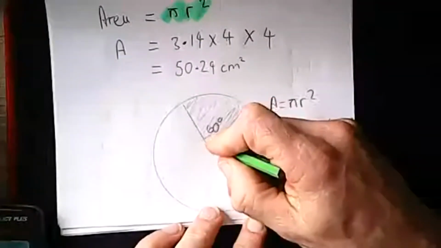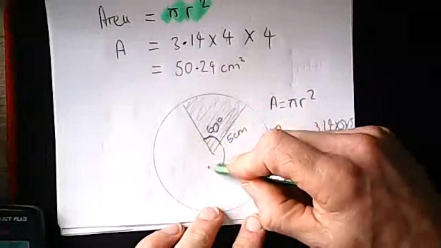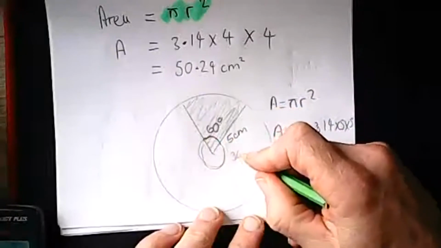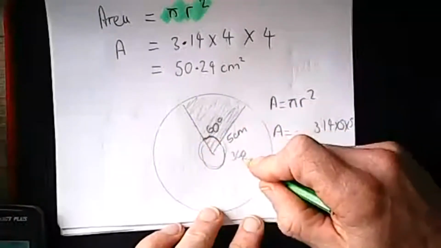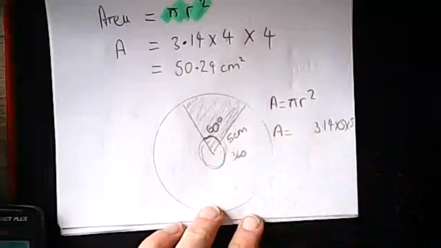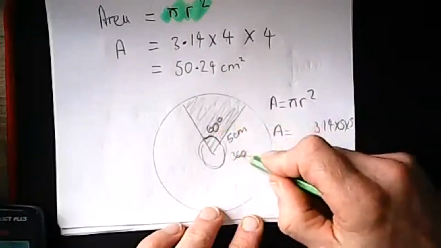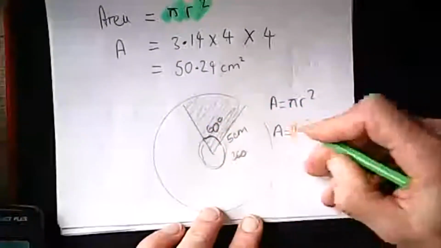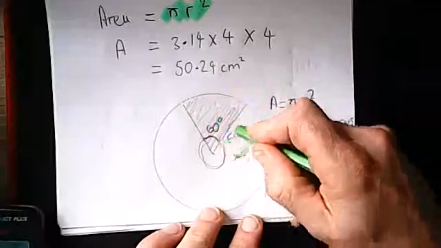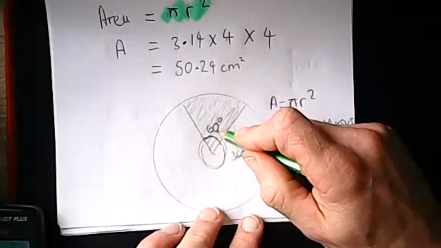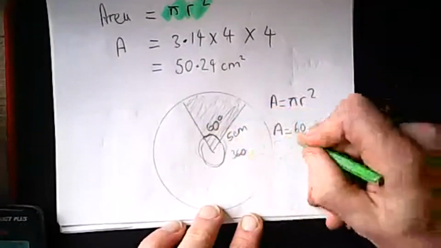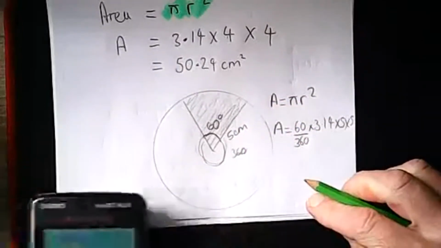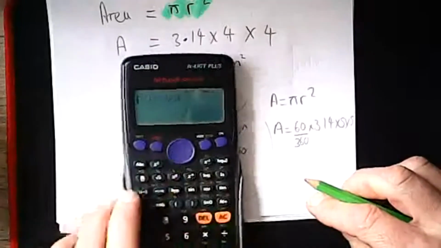Now, we've got 60 degrees, and the key here is to remember that the whole circle is worth 360. And we've got part of that circle, we've got 60 degrees out of 360. So if ever you get a situation like this, what you need to think about is the fraction of the actual full circle. It's 60 degrees out of 360. So I can put that in earlier on. And actually, I can whack all of that in the calculator in one hit.